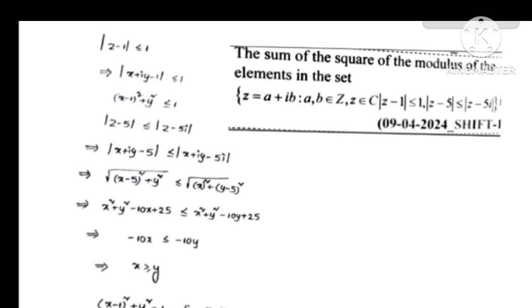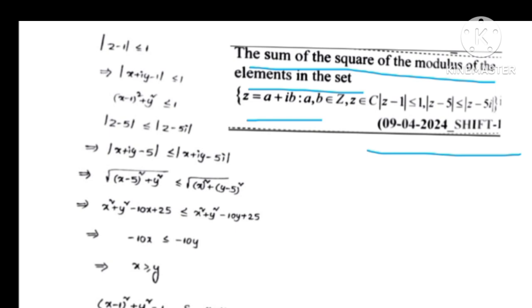Now in this video I am posting the complex numbers MCET previous papers problems. Okay, see the question. This is the 9424 shift 1 paper question. Okay, see the problem. The problem is the sum of the squares of the modulus of the elements in the set Z = a + ib, a, b belongs to Z such that Z belongs to C, mod z minus 1 is less than or equal to 1 and mod z minus 5 is less than or equal to mod z minus 5i.